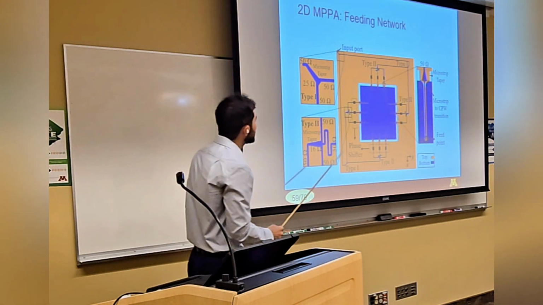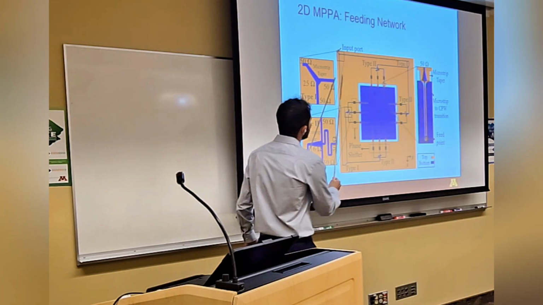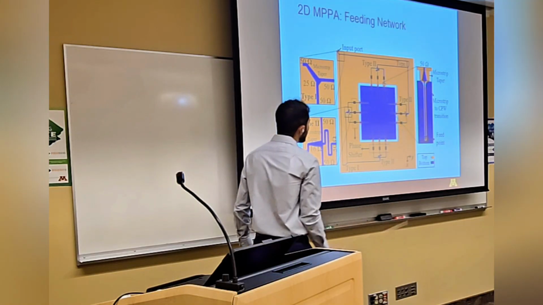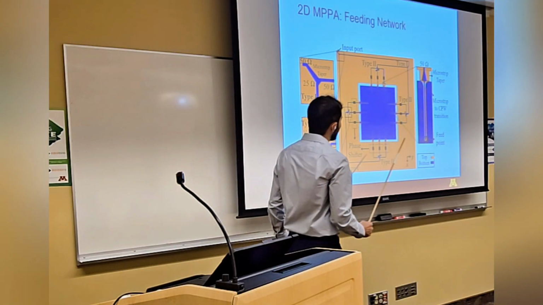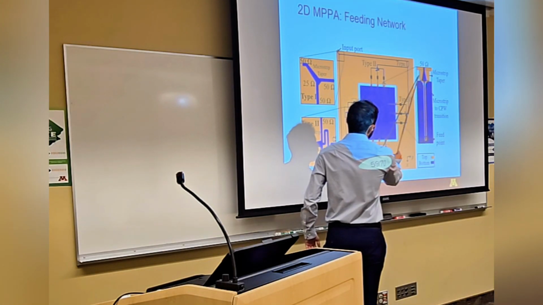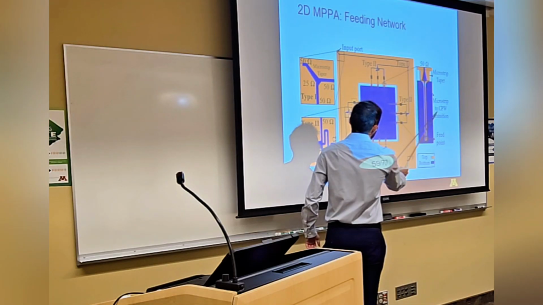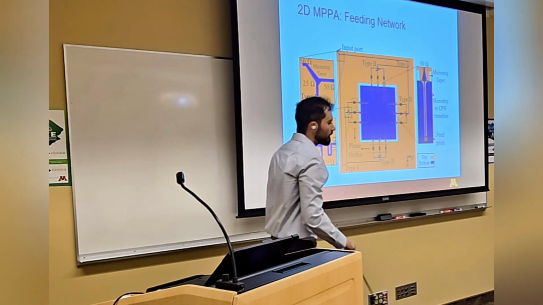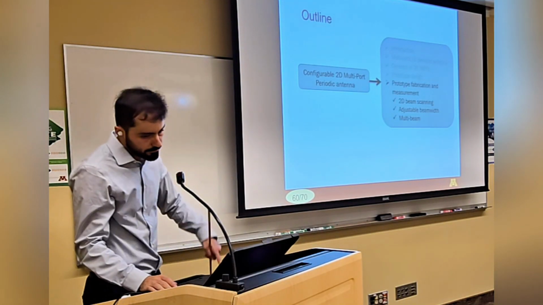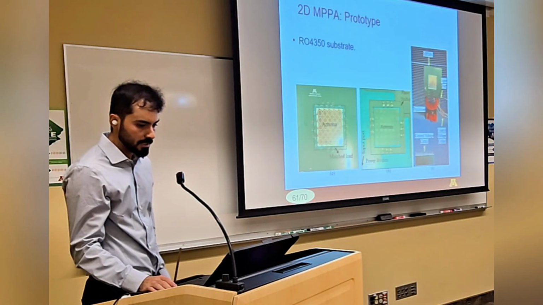Here you can see the feeding networks of the antenna that include a power divider network, some phase shifters, and also each microstrip line connected to the antenna using a microstrip taper and the microstrip to CPW transition. In the next step, I discuss the measurement results for the prototype.